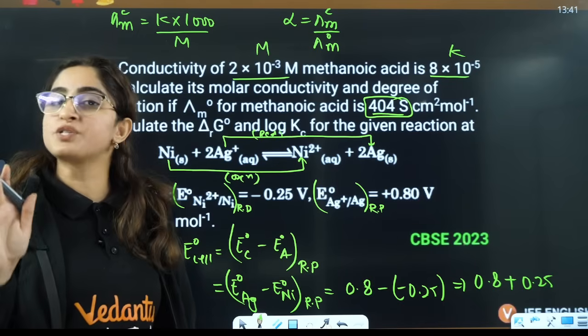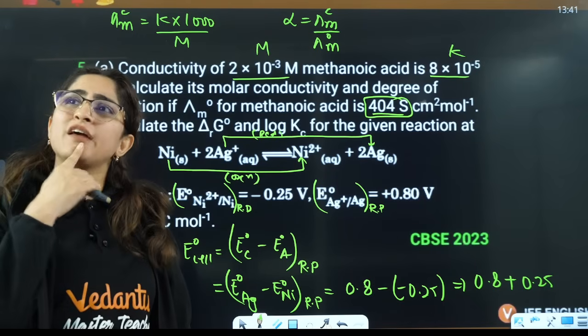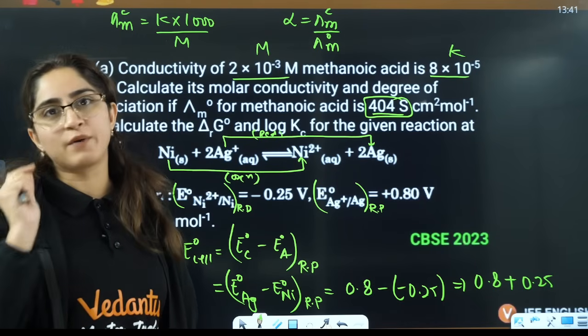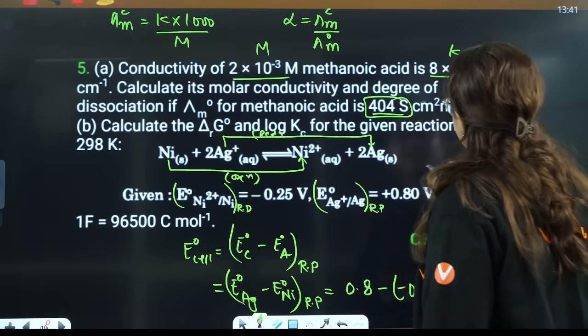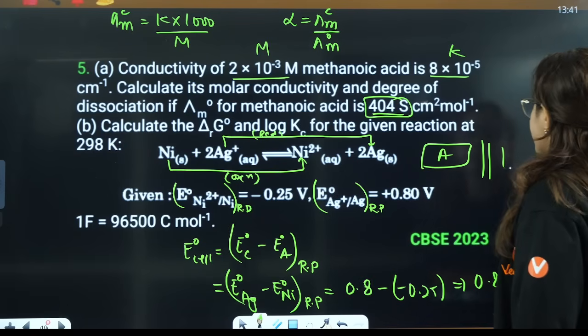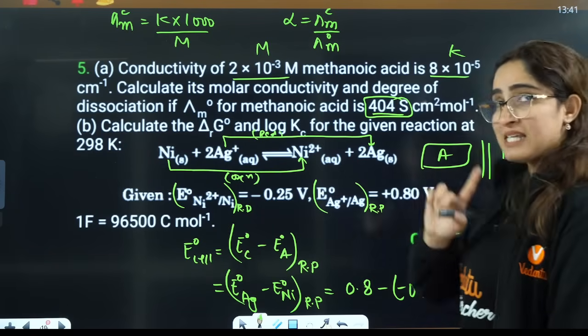Calculation of E naught was important here because students usually think which is cathode, which is anode. That was important. Even if they give you representation, this side will always be anode and this side will always be cathode. Okay.